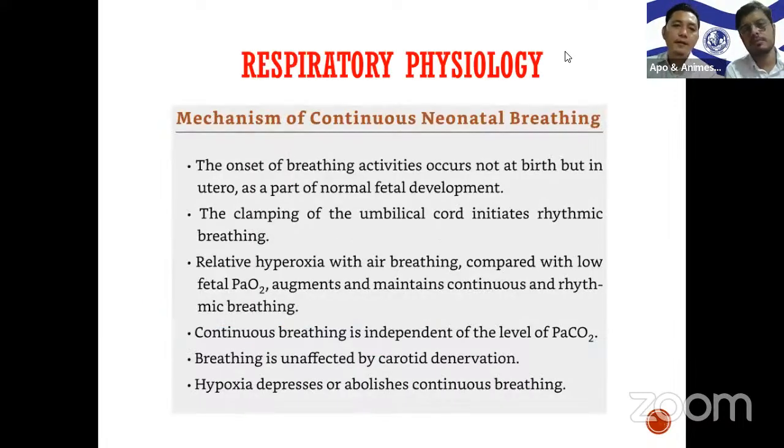The mechanism of continuous neonatal breathing: the onset of breathing activities occurs not at birth but in utero, as a part of normal fetal movement. The clamping of the umbilical cord initiates rhythmic breathing. The relative hyperoxia with air breathing, compared with low fetal PaO2, augments and maintains continuous and rhythmic breathing. The continuous breathing is independent of the level of PaCO2, and is unaffected by carotid denervation, and hypoxia depresses or abolishes continuous breathing.